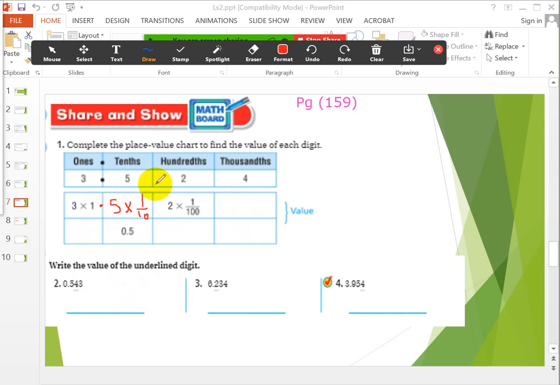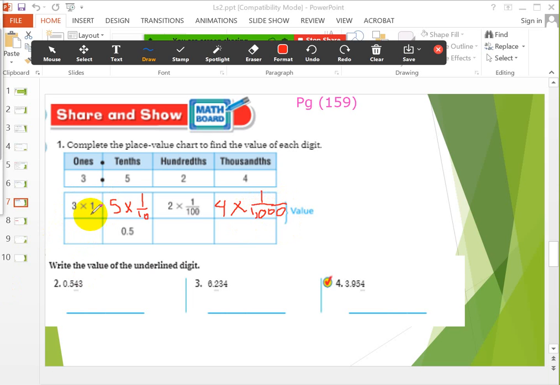So what about the number in the hundredths digit? The value of the number in the hundredths digit, I told you yesterday, it will be the number multiply 1 over 100, because this is hundredths. What about the number in the thousandths digit? The value of the number will be the same number multiply what? 1 over 1000. Thank you, girls. Excellent. 1 over 1000.